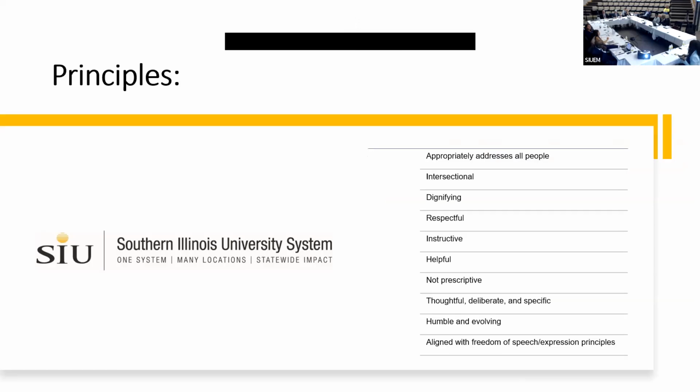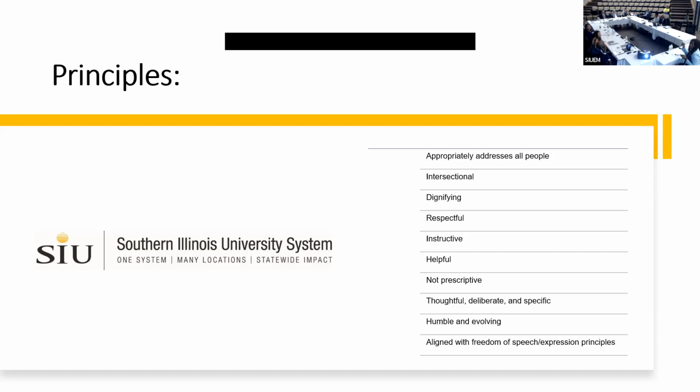I want to highlight some of the principles we decided to come up with. We wanted to appropriately address all people in particular categories, as far as how you elevate them when you communicate about them. We also focus on intersectional identities. For example, somebody who identifies as LGBTQIA and who also has a disability. Their identity might be nuanced in society, and we wanted to make sure that we acknowledge that and dignify those diverse communities as well.